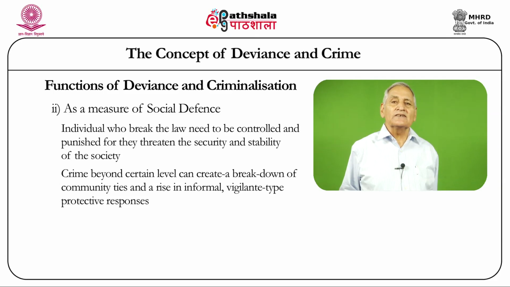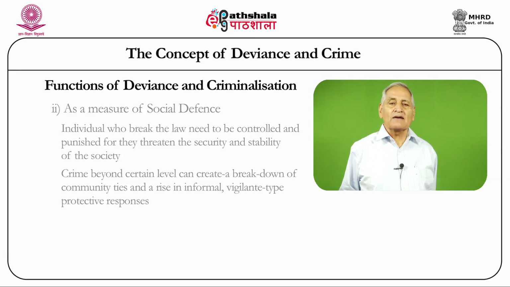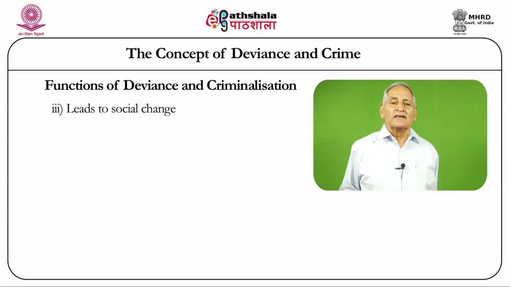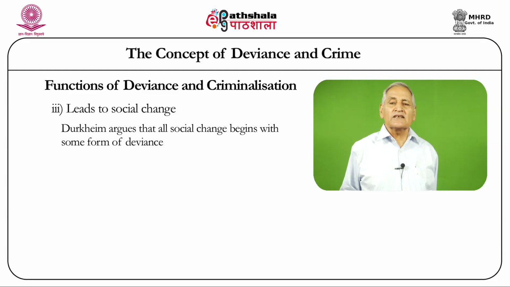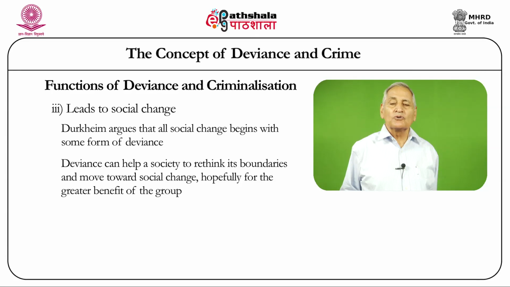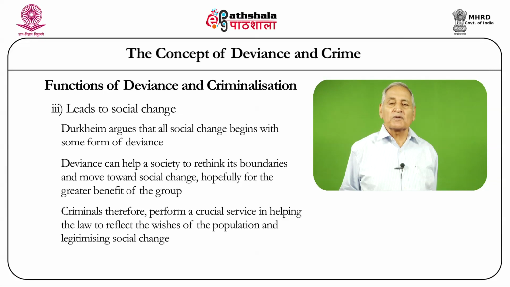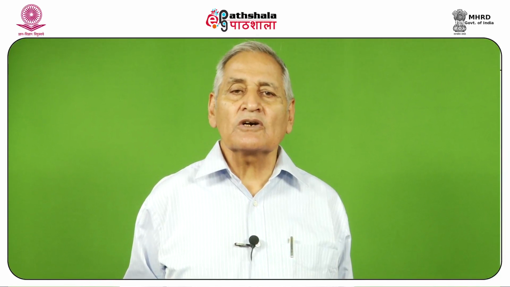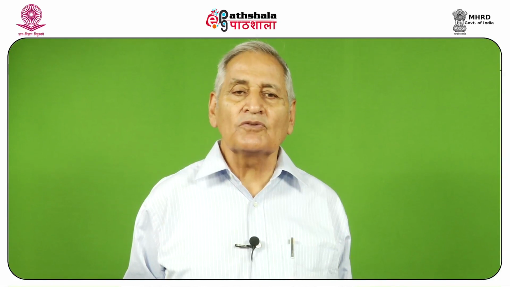Now, the third social function of deviance and crime is that it leads to social change. Durkheim argues that all social change begins with some form of deviance. Deviance can help a society to rethink its boundaries and move towards social change, hopefully for the greater benefit of the group. Criminals therefore perform a crucial service in helping the law to reflect the wishes of the population and legitimizing social change. We give you a short summary of what we have discussed so far.